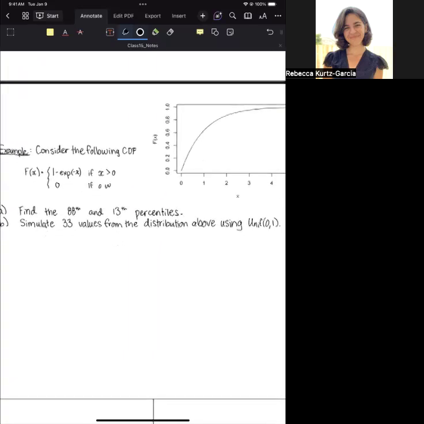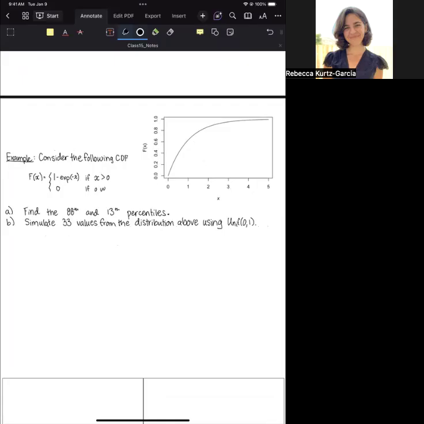Hi everyone. We've learned some properties about the uniform random variable, and we've just learned some advanced properties about it. Now we're going to try a practice question about the continuous uniform random variable. In this example, we're going to consider the following CDF. I've given it to you already. It is a CDF we're going to learn about very soon.